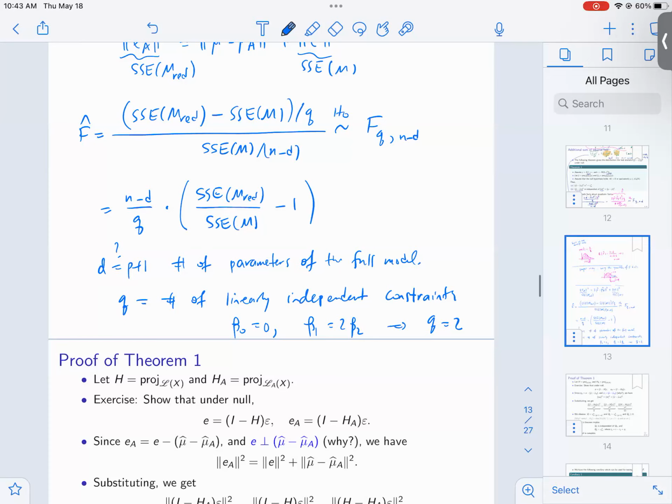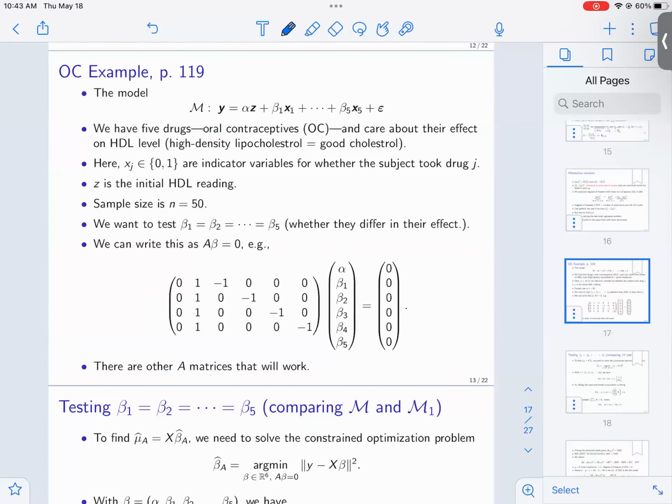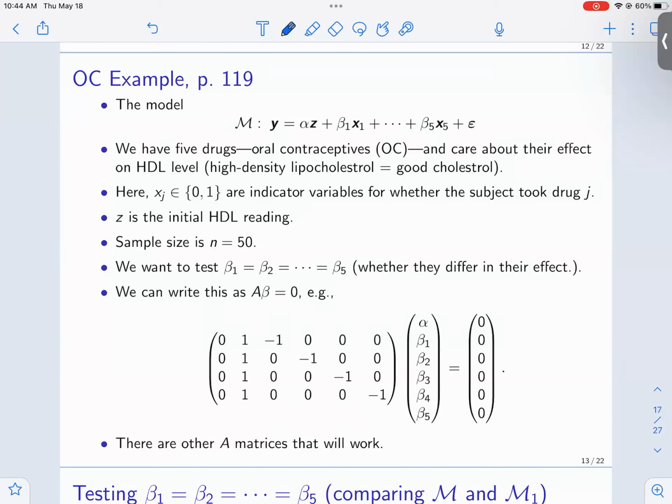So let's do a quick example. We covered everything here. So here's a nice example, and then you can see how powerful this general framework is. You can do many different types of tests using just this abstract F test. So the model is, I want to do basically this problem. We have 5 drugs, oral contraceptives, it doesn't matter, 5 drugs, and we want to see the effect on the cholesterol level, HDL, good cholesterol.